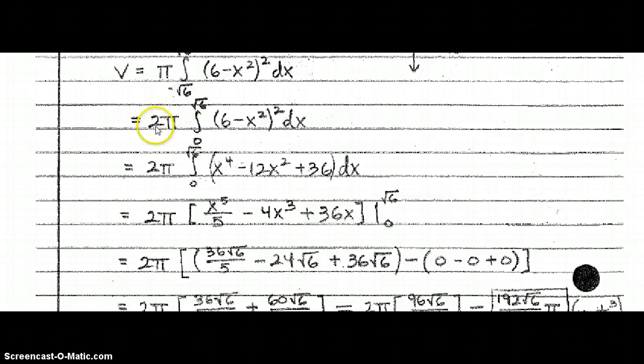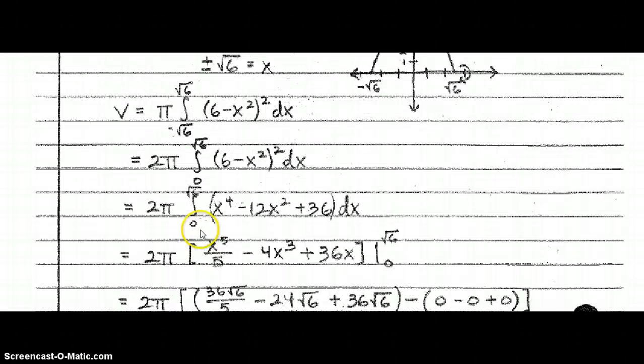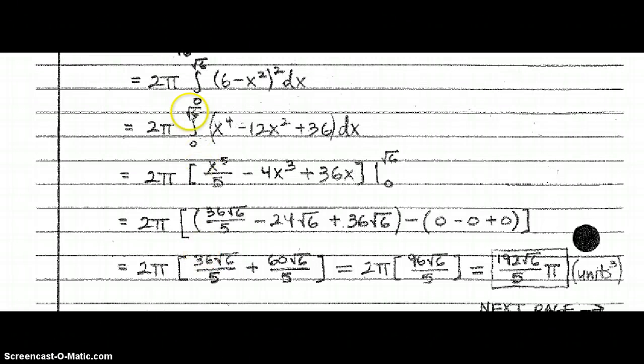Now, you might notice I changed the pi to a 2 pi. And the reason I did that has to do with symmetry. If you take a look at this region up here, the right and the left-hand sides have the same amount of area. So instead of doing the integral from negative square root of 6 to positive square root of 6, I split it in half and doubled my volume. So when I changed this pi to a 2 pi, I also changed my lower limit to 0 and my upper limit to the square root of 6, so that when I went through the work, I only had to deal with one square root of 6 instead of a negative as well.